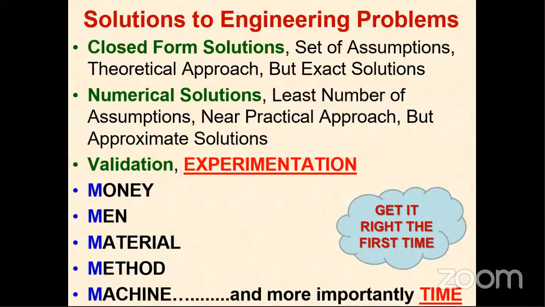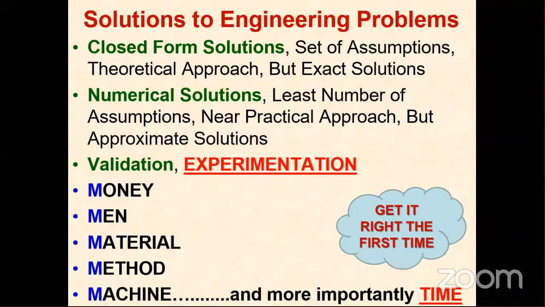But approximate solutions. So you have two kinds of solutions: a theoretical, exact one, and a numerical solution with the least number of assumptions and a near practical approach. So you have the solution, how will you validate? Whatever you do with simulation, closed form solutions or math, all of this is on paper. If I want to validate, then comes experimentation.